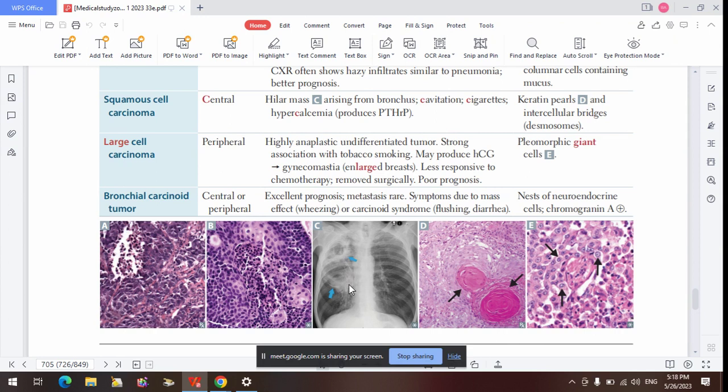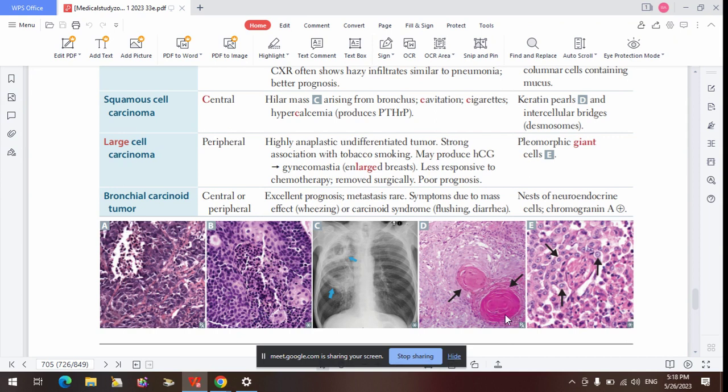Exactly. So these are the cavitations. This second one before it is actually talking about the adenocarcinoma. So these are like glandular structures, that's the way they look. Adenocarcinoma. And this one, this D, is actually the keratin pearls.